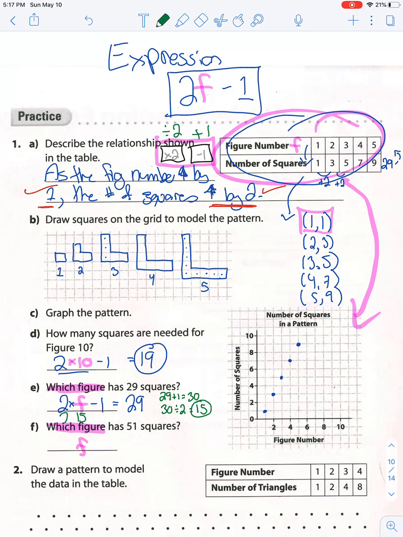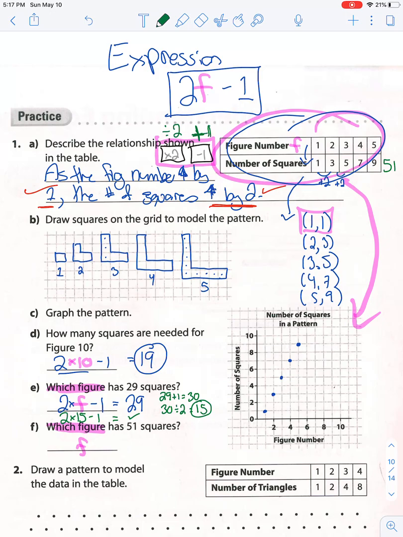15. So if you wanted to check your answer, you could put 15 into here and then see if it works. 2 times 15 is 30, minus 1 is 29. It works, okay? Same thing over here. I'm just going to erase this. If I'm going to do my next number as 51, so 51 is here, okay?